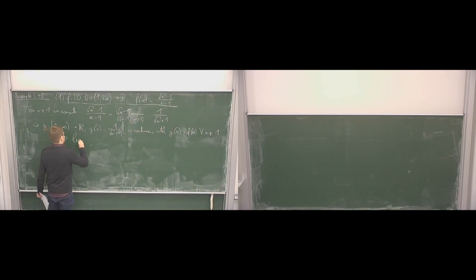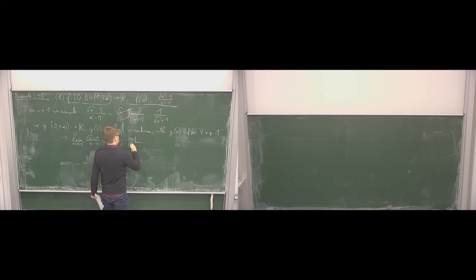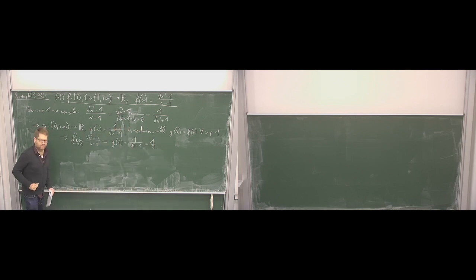Namely, this shows the limit of x going to 1 of square root of x minus 1 divided by x minus 1 is now, by definition, simply the value of the extension at 1. So this is g of 1, which is 1 over square root of 1 plus 1, and this is obviously 1/2. So this is the limit of our function in the point, right? So this is just a nice, clean example.